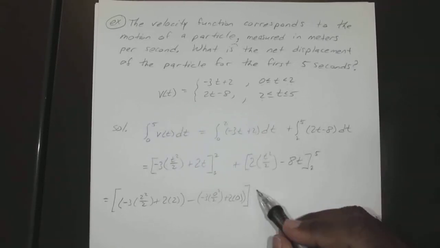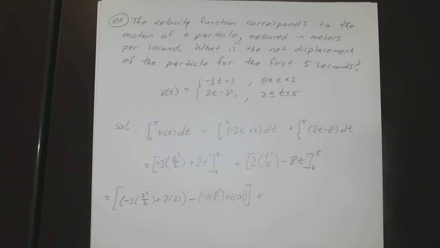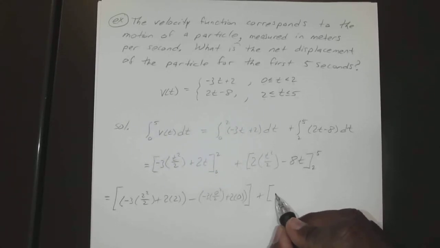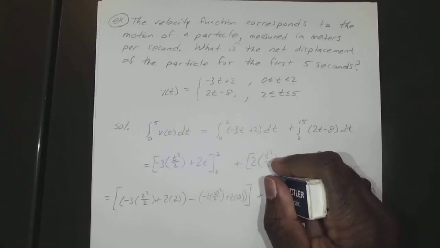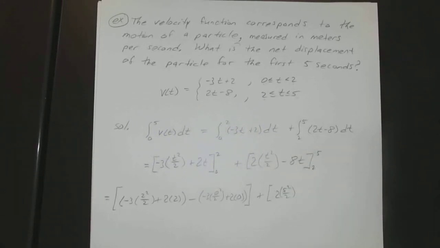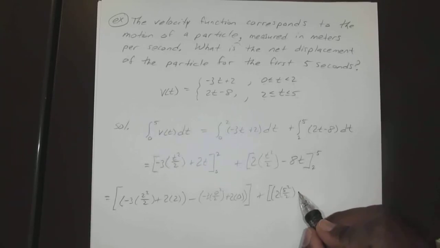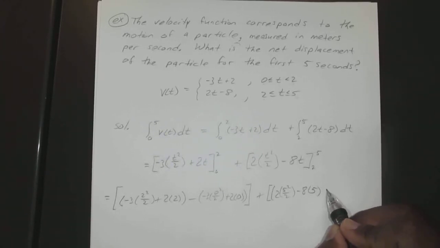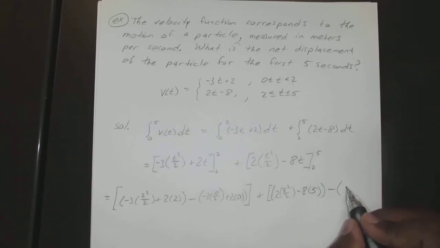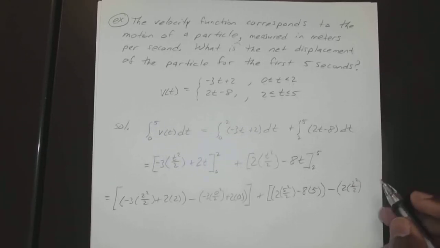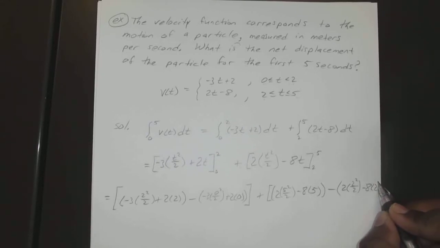Okay, so plus, if we plug in our 5 here, 2 times 5 squared over 2, minus 8 times 5, minus, now we plug in our 2, 2 times 2 squared over 2, minus 8 times 2.